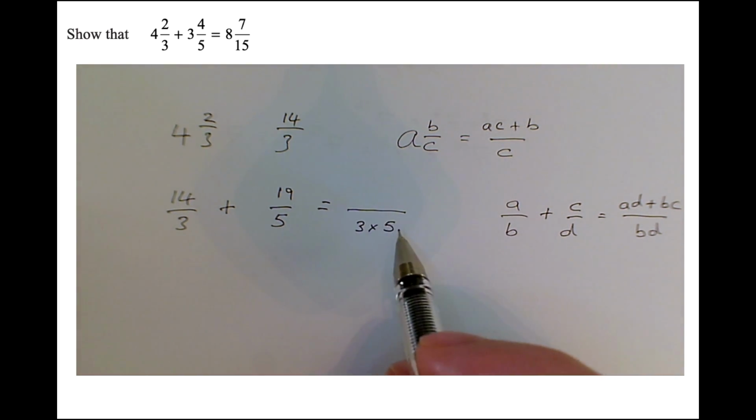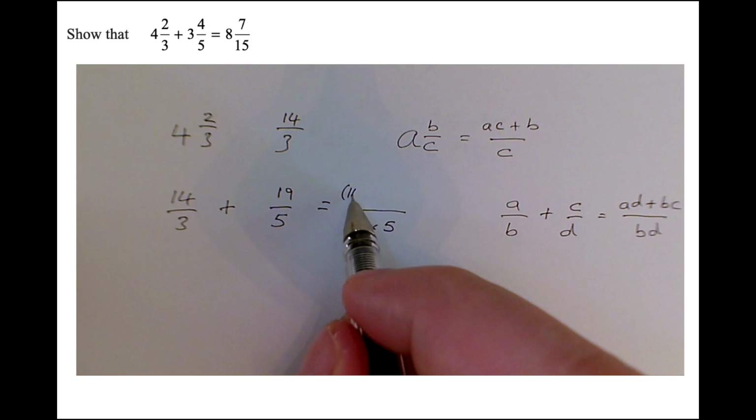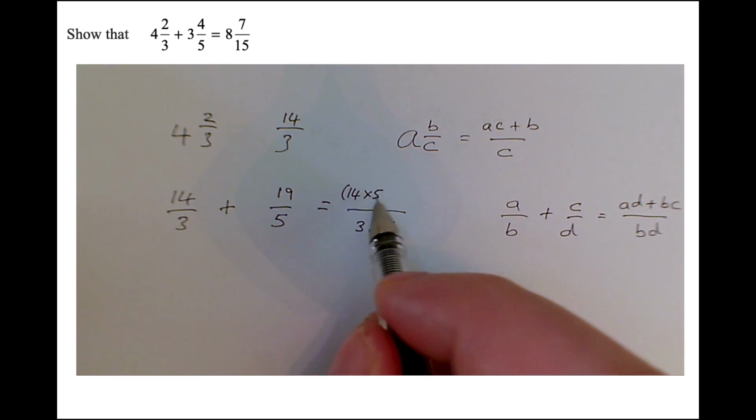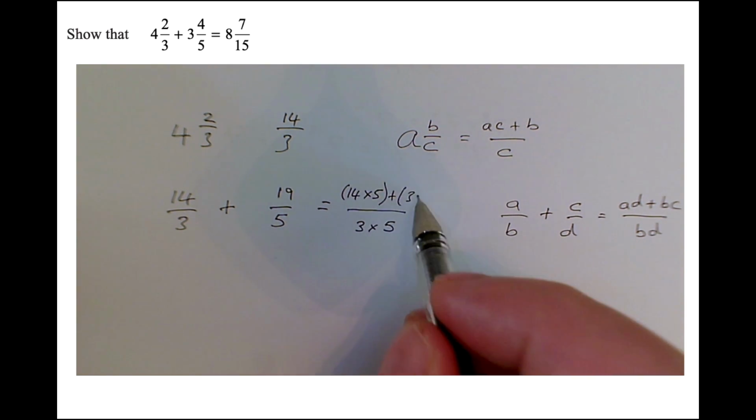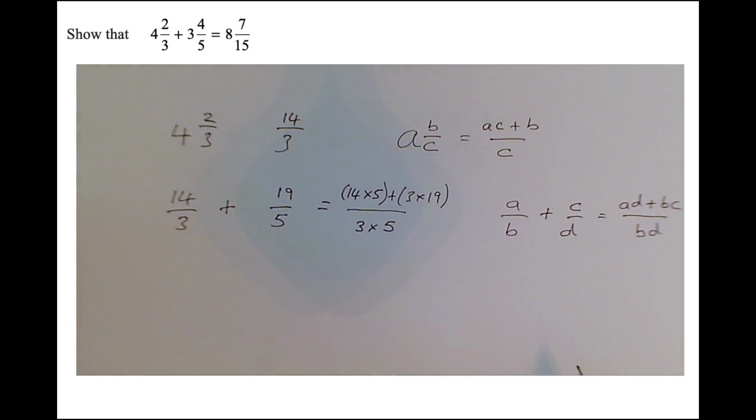So we've got to do bd in the denominator, that's 3 times by 5, and up top, the numerator, we've got 14 times by 5, plus because it says plus, and 3 times by 19. So we can do that. Now you could also use your calculator to check this. I'm not going to. 3 fives are 15. 3 times by 19, well 3 times by 20 is 60, so 3 times 19 must be 57. And 14 times by 5 is like 14 times by 10 and a half, so that's 70. Add them together, we get 127 out of 15.